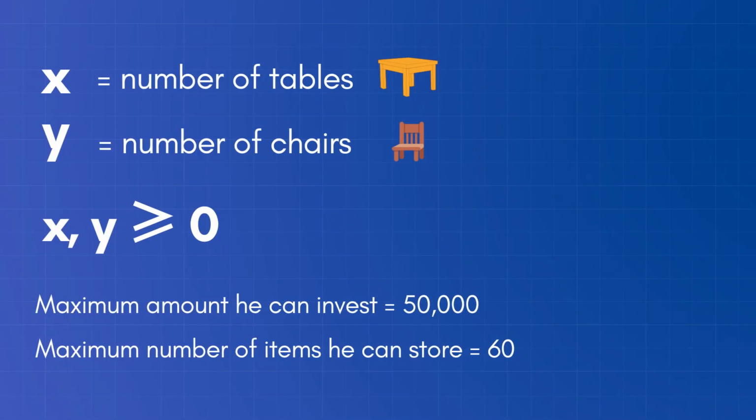To answer this question, let us try to formulate the problem mathematically. Let x be the number of tables and y be the number of chairs that the dealer buys. Obviously, x and y must be non-negative, or x and y should be greater than or equal to 0. The dealer is constrained by the maximum amount he can invest, that is 50,000 denomination, and by the maximum number of items he can store, that is 60 items.